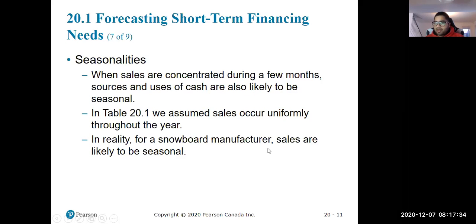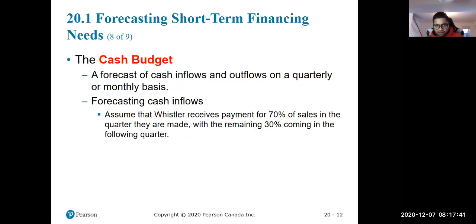In the snowboard manufacturing case, sales are likely to be seasonal, generally in the winter months or in the fall. So based on that, you create a cash budget. So what is a cash budget? It is a forecast of cash inflows and outflows on a quarterly or a monthly basis. Generally, it's done monthly in the industry.